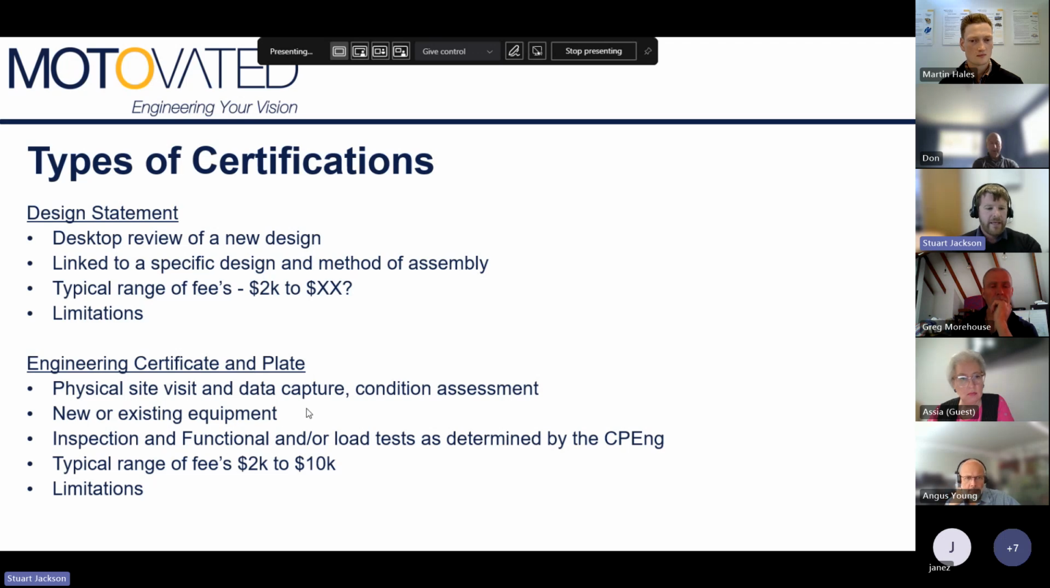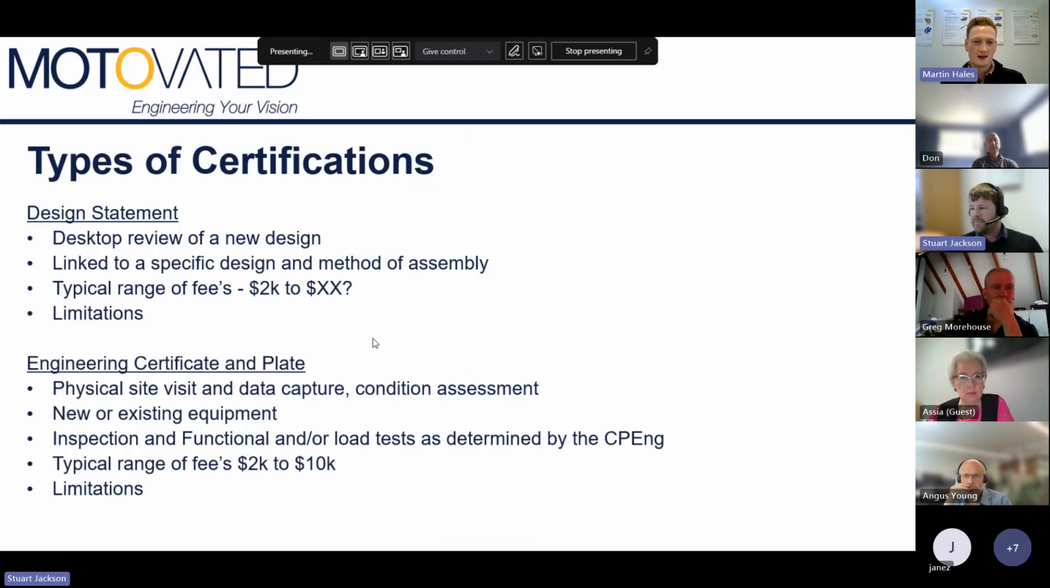There's quite a few of them. And typical range of fees, 2 to 10K. We have gone lower than that if you've got lots of items that are the same, or very similar. But there is a block of work there per design or per piece of equipment to make sure that it's satisfactory. Limitations with that is that they are just one piece of equipment. There's usually an expiry date attached to it, and it's really limited to one piece of kit.